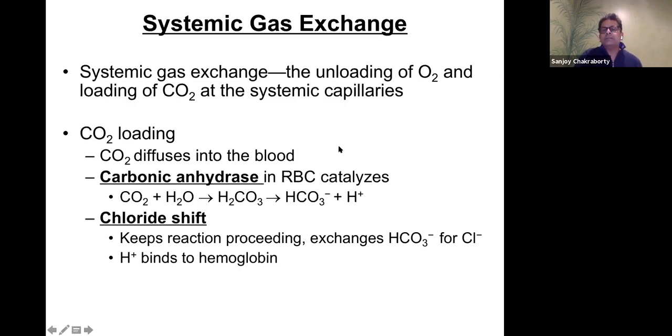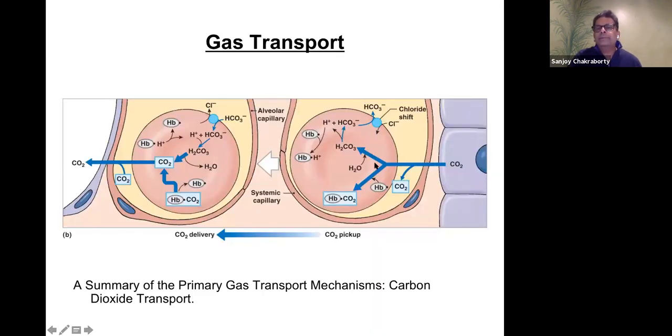They come out in the plasma in exchange for chloride ion. So look one more time. Carbon dioxide reacts with water in the presence of the enzyme called carbonic anhydrase and breaks down to carbonic acid. Carbonic acid breaks down to HCO3, bicarbonate, and hydrogen ion. The hydrogen ion is accepted by hemoglobin, so the pH does not change. The bicarbonate ion goes outside, and chloride comes in. That phenomenon is called the chloride shift, and it happens right here this way.